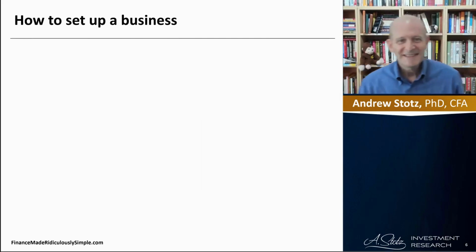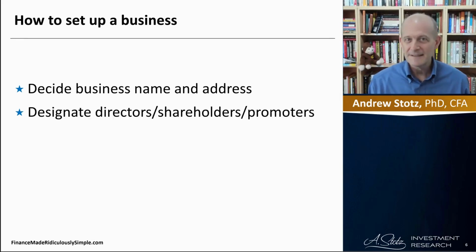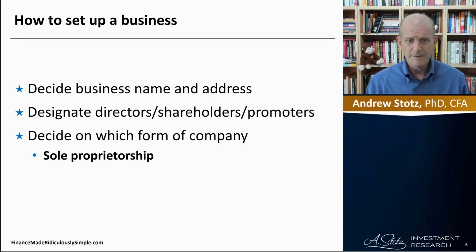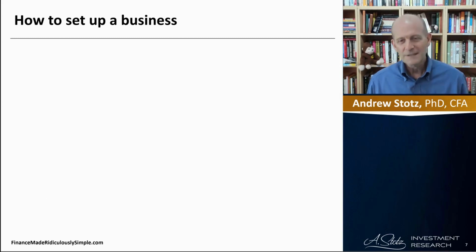So, how do we set up a business? Well, we've got to decide on a name, an address. We've got to designate the shareholders, the directors, the promoters, the people that are starting the company. Decide on which form of company. Is it a sole proprietorship, meaning one person? Is it a partnership? Or for most of the things that we're looking at, it's going to be a corporation. So we're going to set up a corporation.